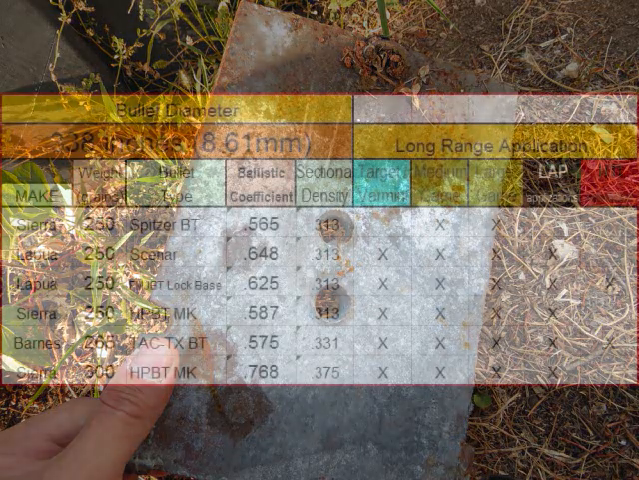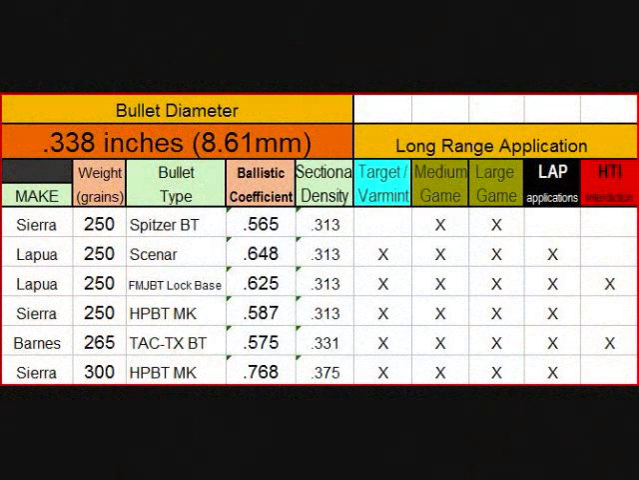So that's one thing to consider for hard target interdiction. If you actually are specifically wanting to interdict real hard targets, like thicker armor, you're going to want to use the lock-based bullet, which is a full metal jacket boat tail. Still going to fly really good, and it'll penetrate really, really well.